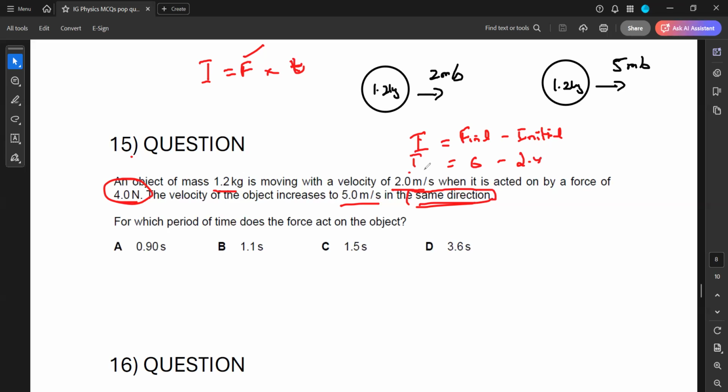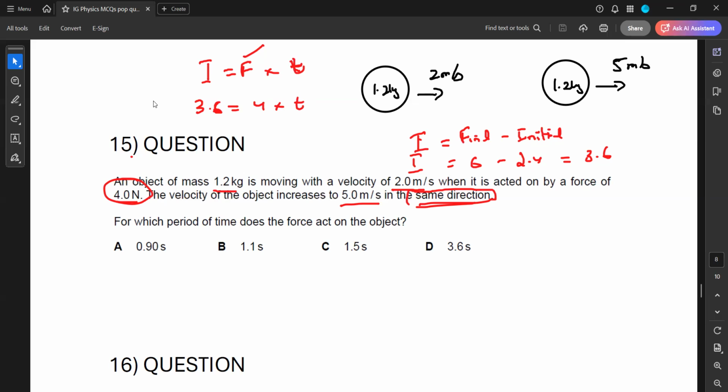So what is the impulse? How much does the momentum change? Our impulse is 3.6. Now we have the impulse, which is 3.6. The force we know, and the time we don't know. Force is equal to 4 Newton, and the time is unknown.